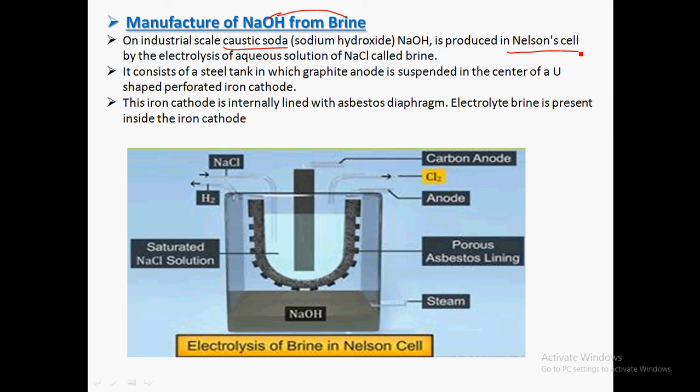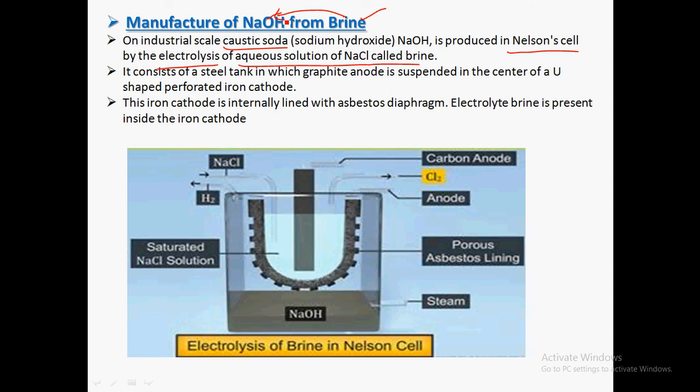How? With the help of electrolysis. So what is there inside the Nelson cell? Inside the Nelson cell, an aqueous solution of sodium chloride. Now you got the point here, it is called brine. So brine is an aqueous solution of sodium chloride. Through this aqueous solution of sodium chloride, we are going to get sodium hydroxide. Sodium hydroxide is a base, sodium chloride is a salt. So we are preparing a base from the salt.